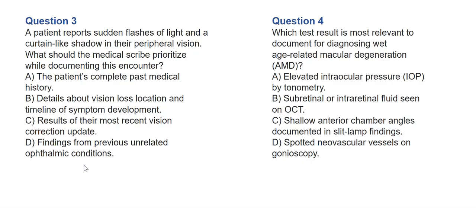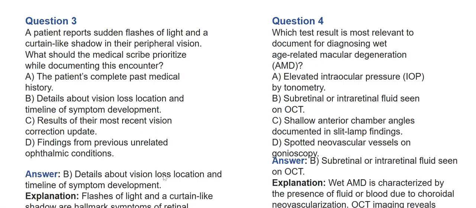Question 3. A patient reports sudden flashes of light and a curtain-like shadow in their peripheral vision. What should the medical scribe prioritize while documenting this encounter? A. The patient's complete past medical history. B. Details about vision loss, location, and timeline of symptom development. C. Results of their most recent vision correction update. Or D. Findings from previous unrelated ophthalmic conditions. The answer would be B.